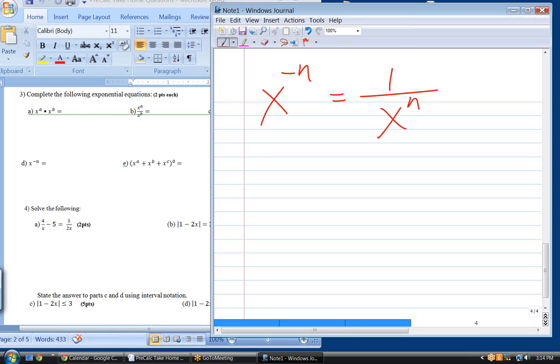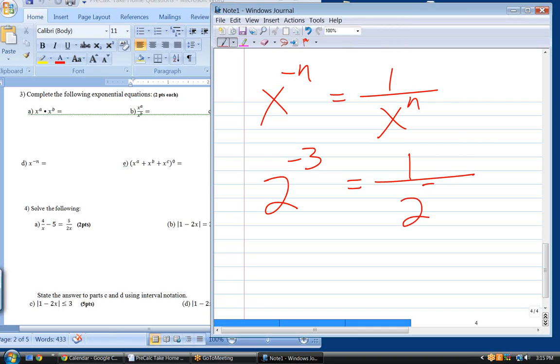It's like that. So if I had, say, 2 to the minus 3, what would that be equal to? 2 to the minus 3, would that be negative 3 over, oh, actually no, 3 over 2? No. Start with the reciprocal, which means 1 over what?